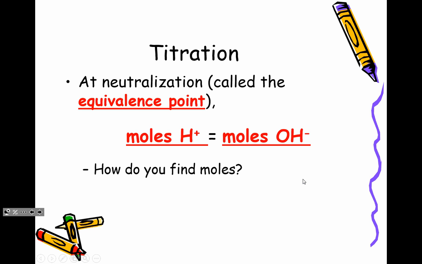Now, how do we find moles? Well, if you remember from our solutions chapter a little while ago, moles equals molarity times the volume. Molarity is moles per liter. If our volume's in liters, liter would cancel and we'll have moles. So what this is really saying is molarity times our volume of the H+ is going to equal the molarity times our volume of the OH-.